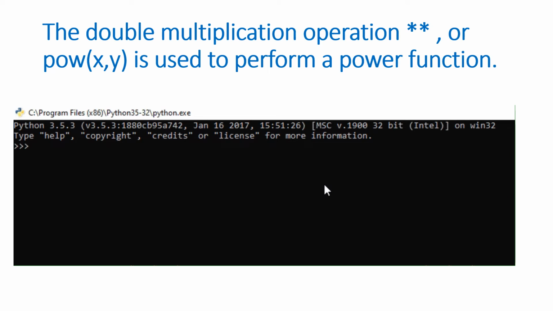The double multiplication operation is used to perform a power function. For example, for 2 to the power of 3, I type 2, multiply, multiply, 3. Enter. The answer is 8. Take note that 2 multiplication signs stand for a power function. Python also has a built-in function for power, pow(x, y), for raising x to the power of y. For example, I type POW, which stands for power, open bracket, 2, 3, close bracket, enter, and the answer is 8.